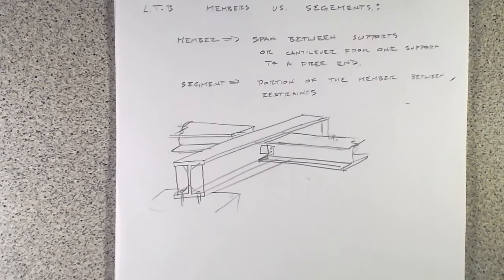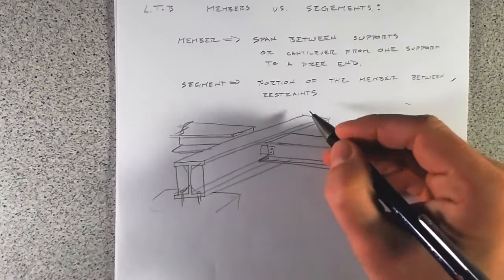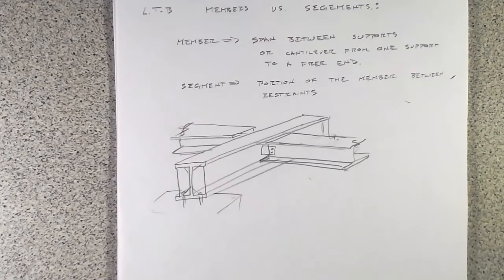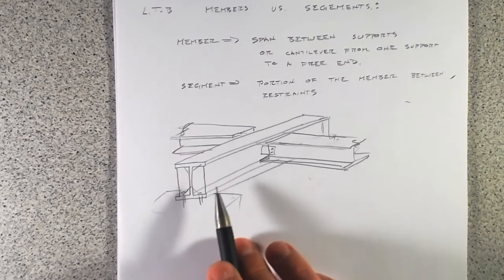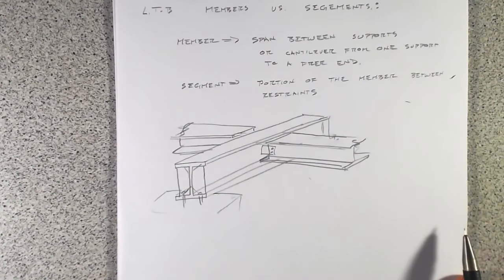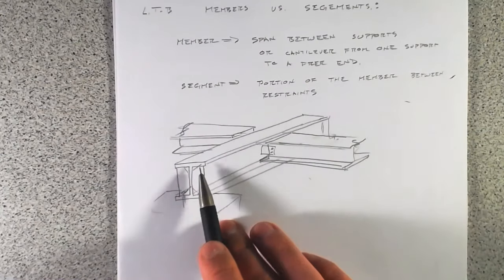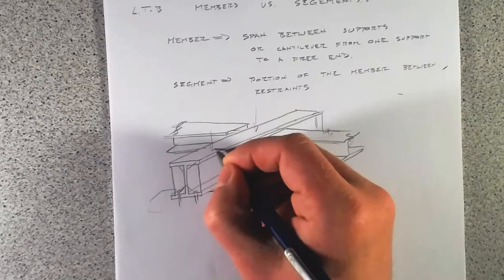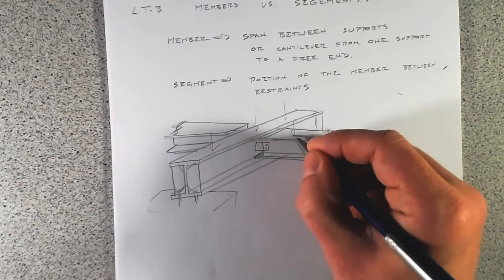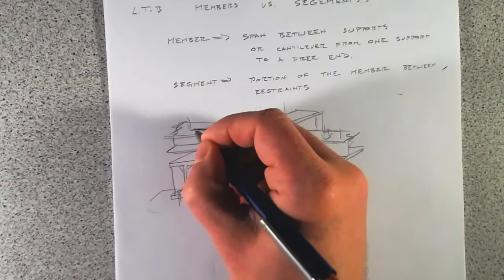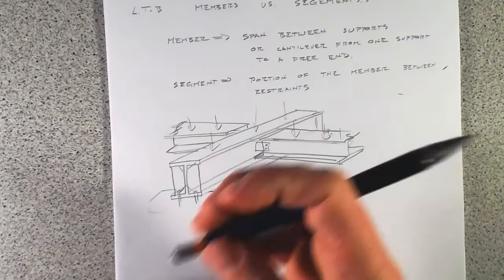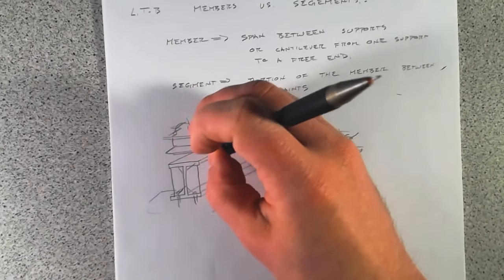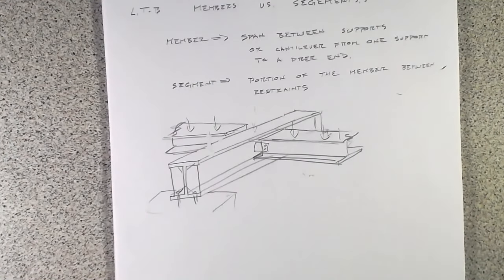What we want to do is determine for this primary beam what our restraints are for it, and what the differences are of our segments versus our members. And say we have some load, say we just have some load coming down on these secondary beams. And we'll take off these loads here.